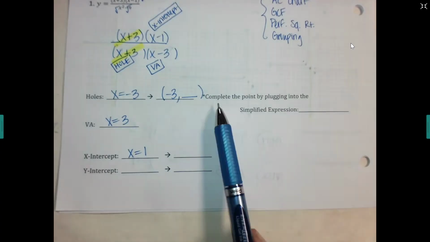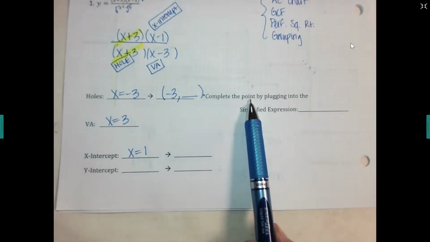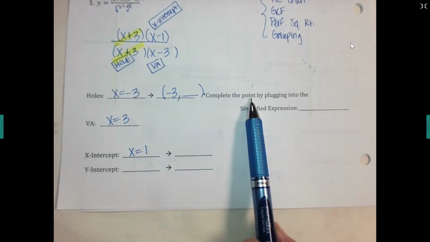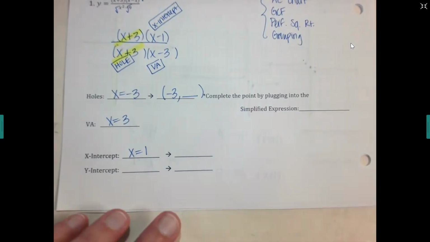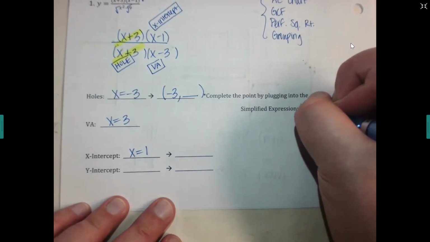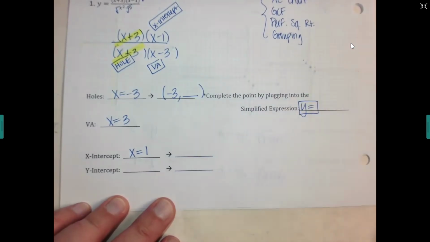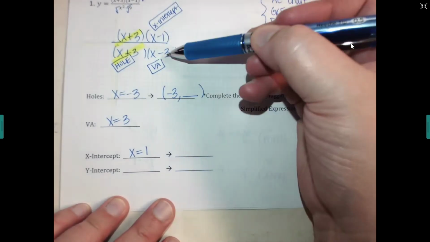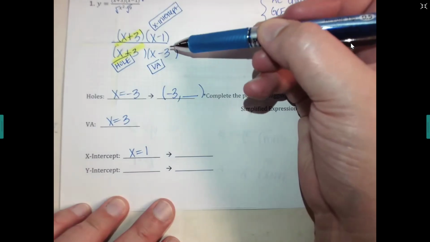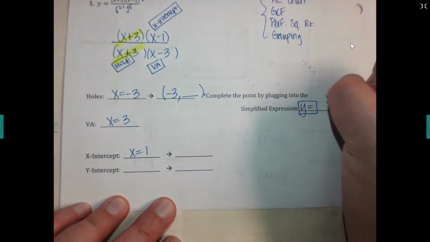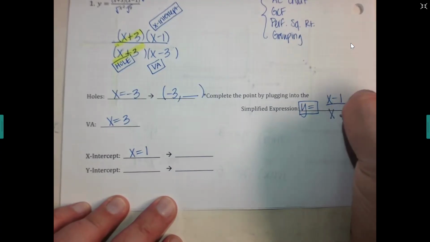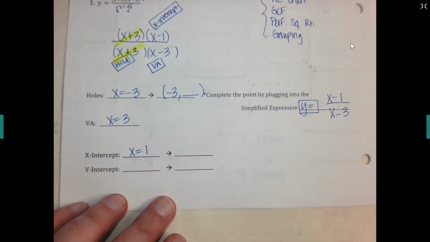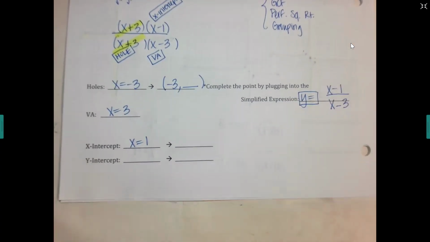And then to find the rest of that point, you're going to plug into the calculator, okay, which I'm going to show you how to do right now. So you're only going to put the parts of the equation that didn't cross out. So what I mean by that is when I go into my calculator, I'm going to push y equals, and then I'm only going to type the parts of this that don't cross out. So in this case, it'd be an x minus 1 over an x minus 3. Okay? So let's do that, and then let's fill in our ordered pairs.